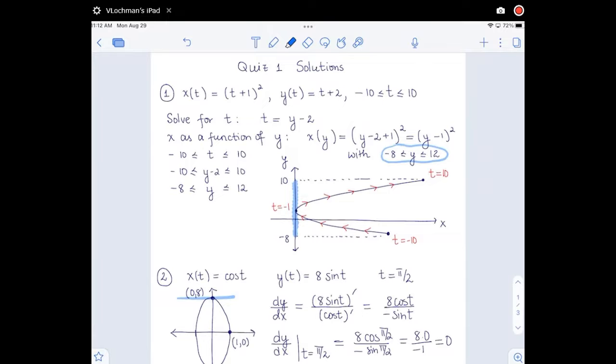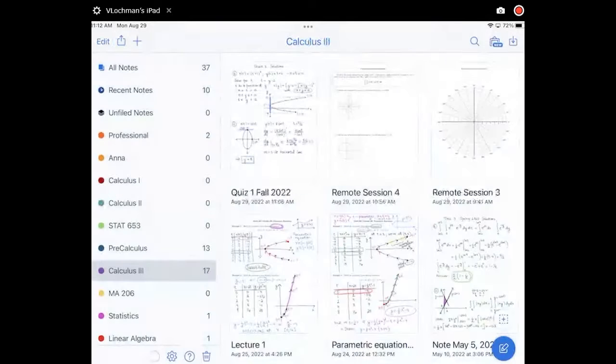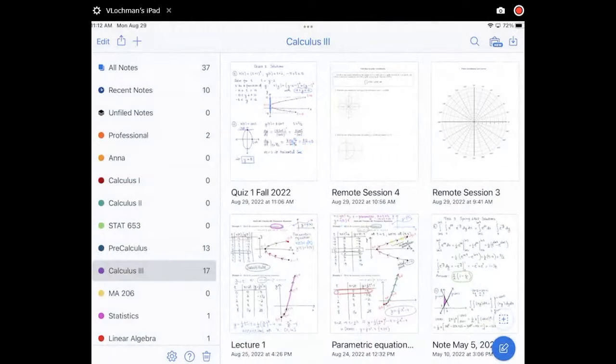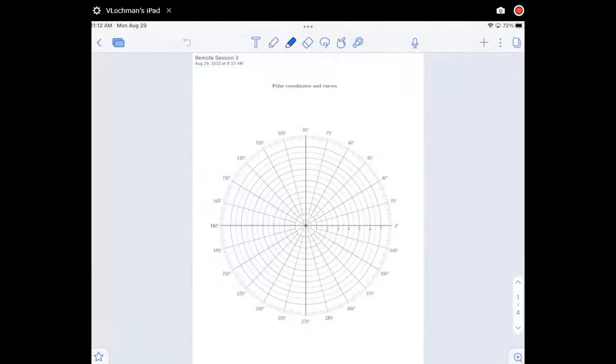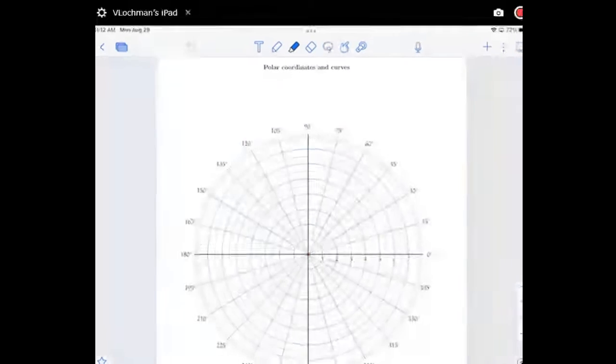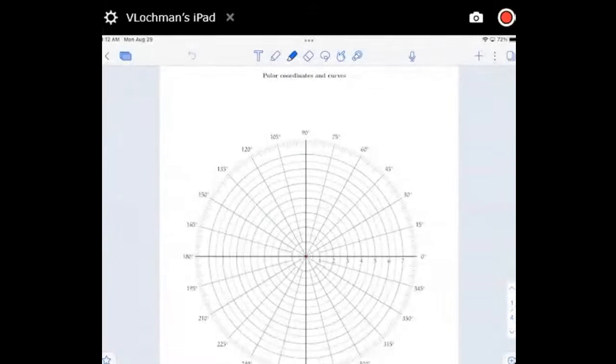All right. So now that we are done with this, nope, that's not. I don't want to rate this. What are we doing? We are going to discuss polar coordinates and curves. Okay, so that's what we will be doing today. And then next session, we will be talking about calculus of polar coordinates and curves.